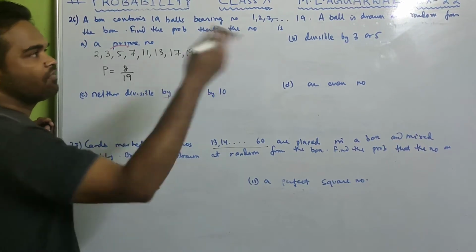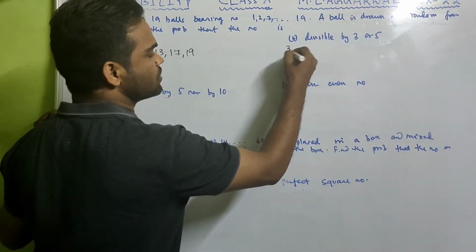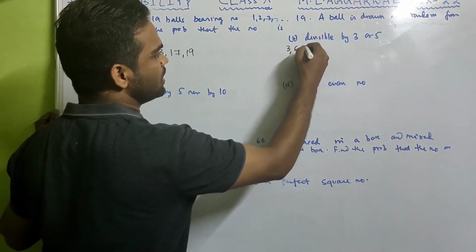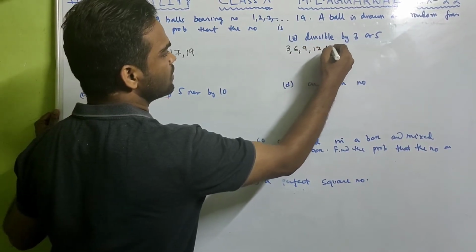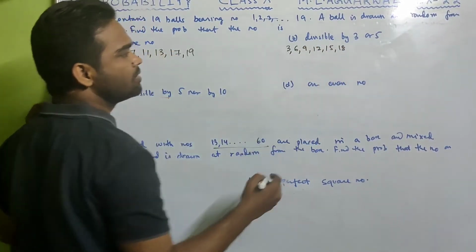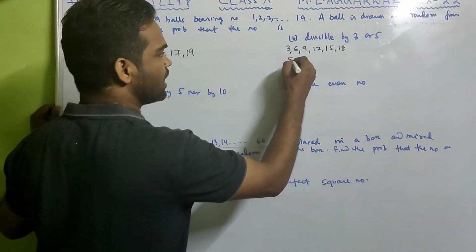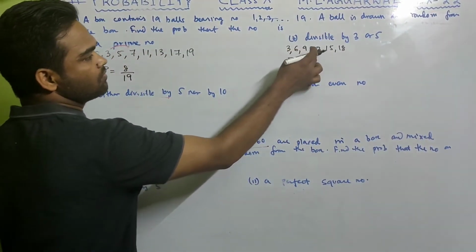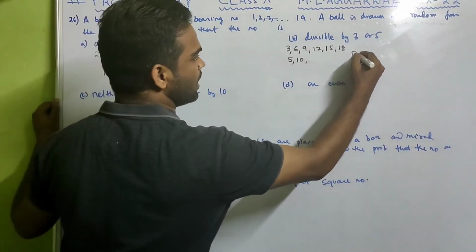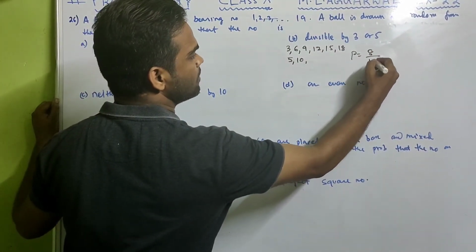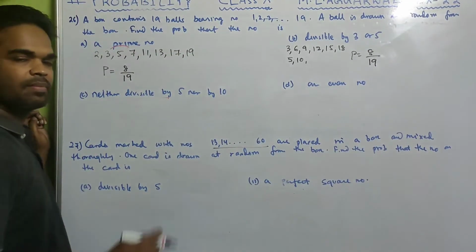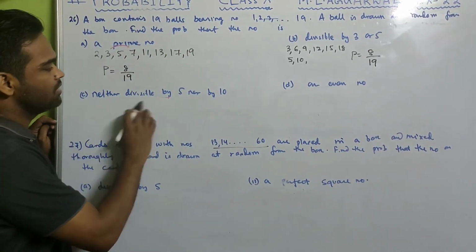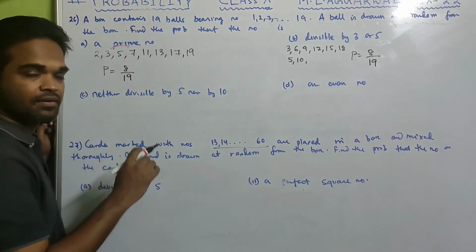Divisible by 3 or 5. So divisible by 3 is what? 3, 6, 9, 12, 15, 18. Divisible by 5 is 5, 10, 15. I've already counted 15 over here. So 1, 2, 3, 4, 5, 6, 7, 8. So the probability will be 8 favorable outcomes by 19, that is 8 by 19.